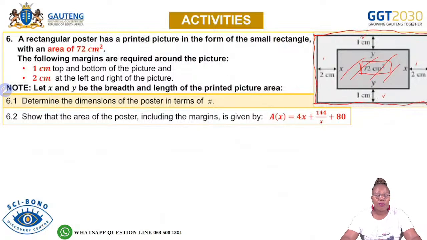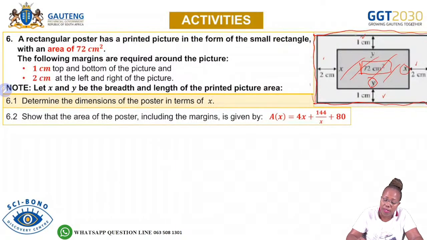Okay, now note that we let x and y be the breadth and the length of the printed picture area. So we have x there and the y to be the breadth and length of that particular picture. So determine the dimensions of the poster, not the picture, of the poster. We mean the whole thing in terms of x and y.